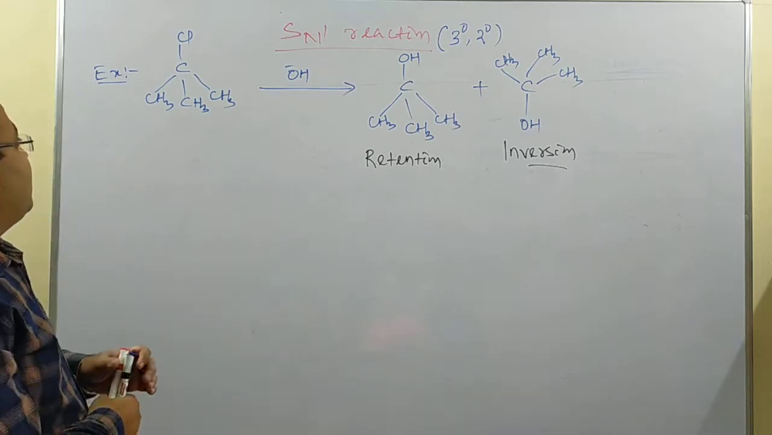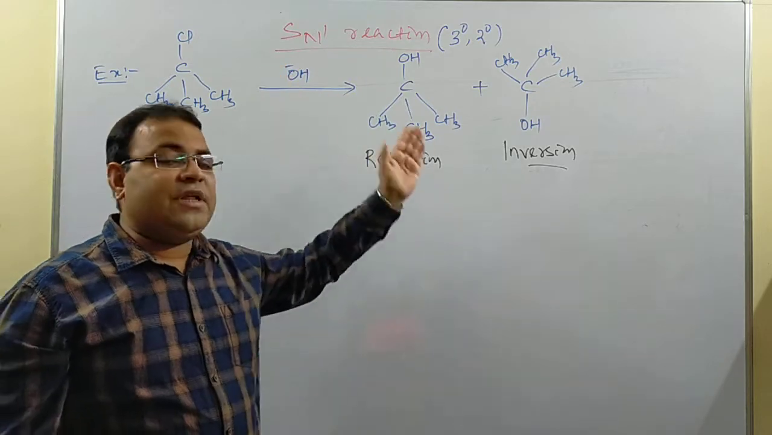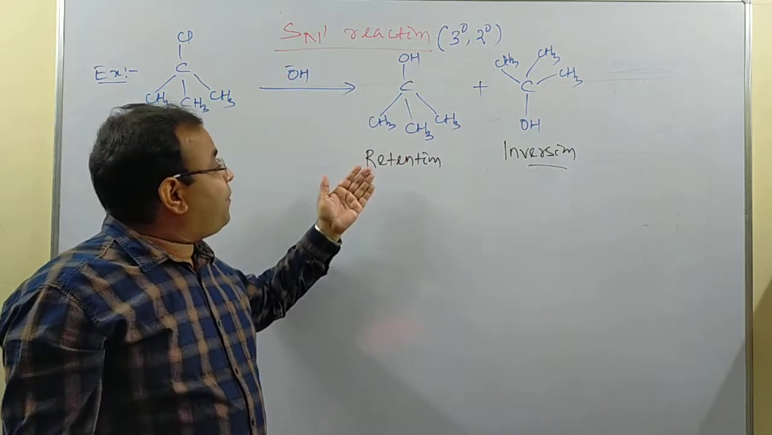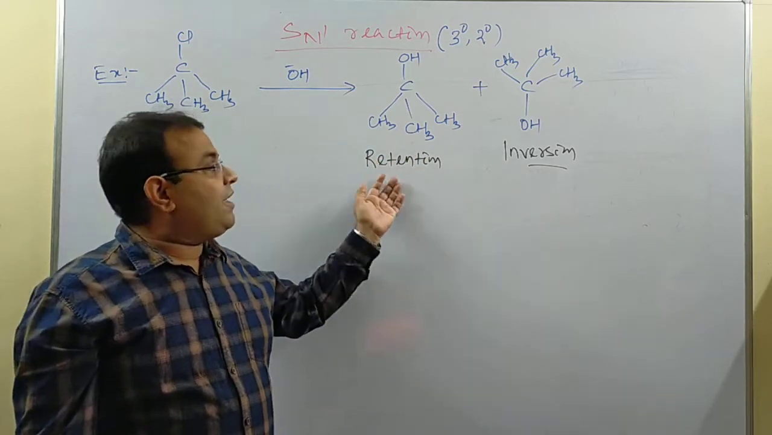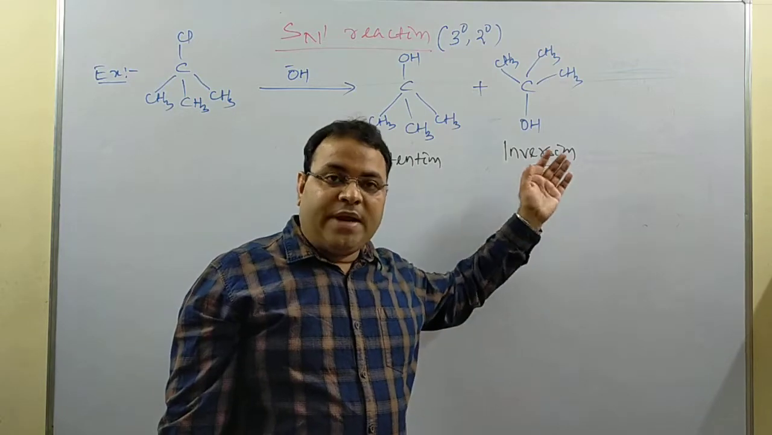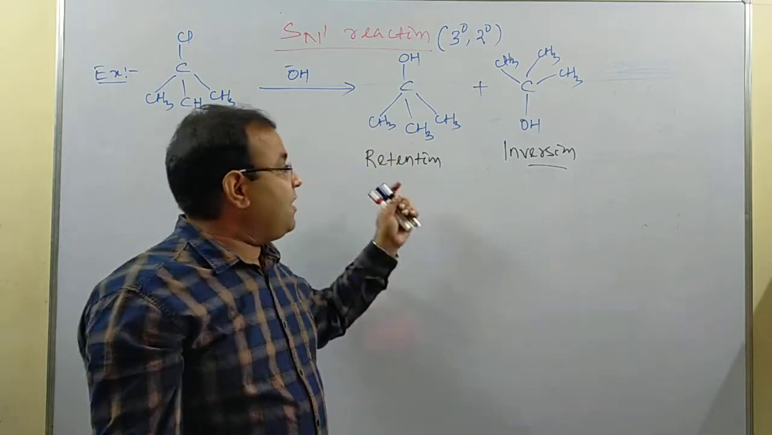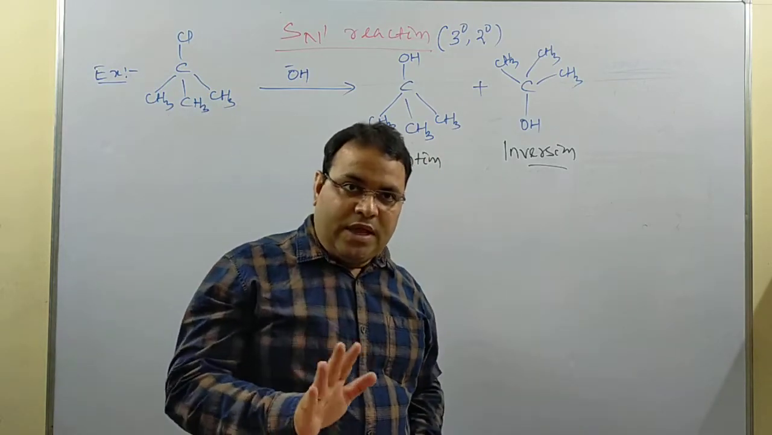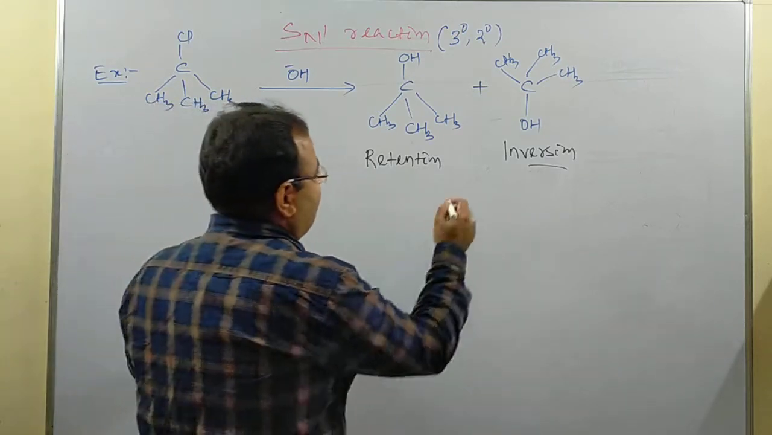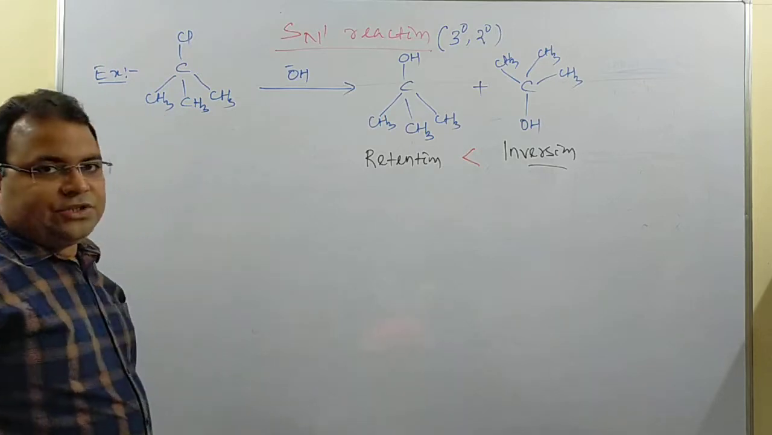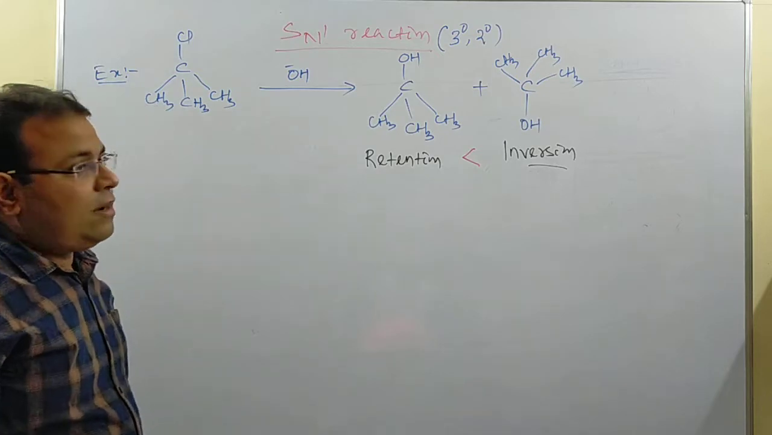So my question is, if it is showing 2 types of products, if it is a chiral one showing optical isomerism, will the ratio of inversion and retention formed be equal, or will one be greater or lesser? Means whether both are formed in the same proportion, or one is greater and one is less. That will be given with explanation. Now I am saying this inversion product will be more than the retention. I will tell you the exact explanation of why this inversion is more than this retention.